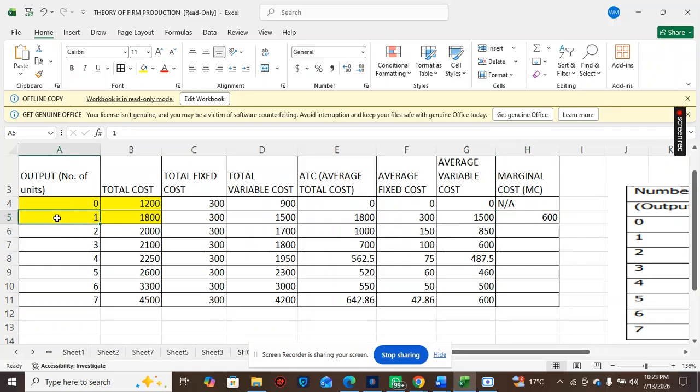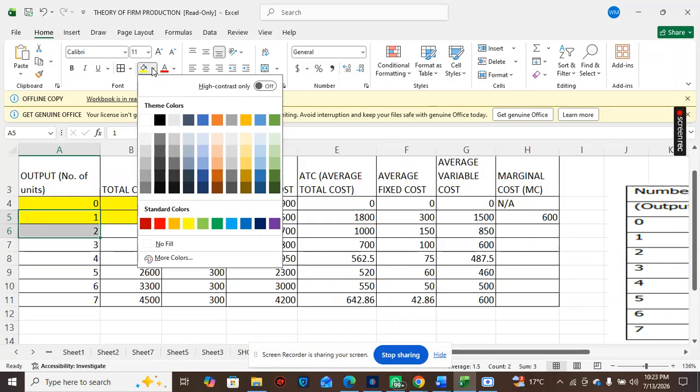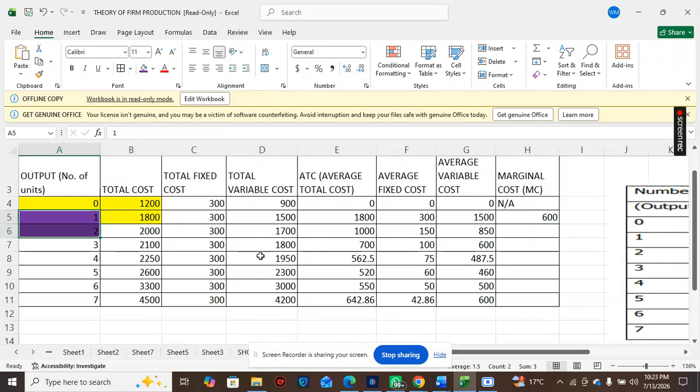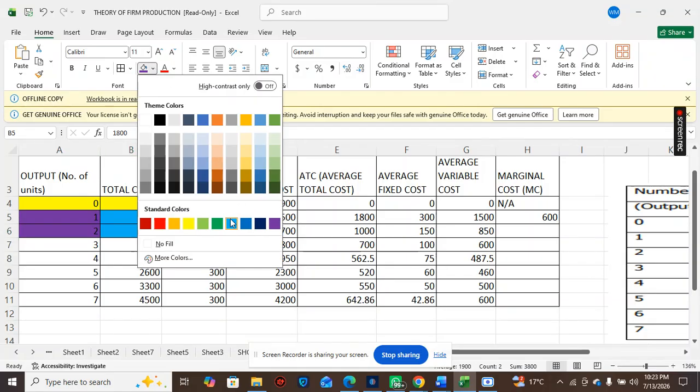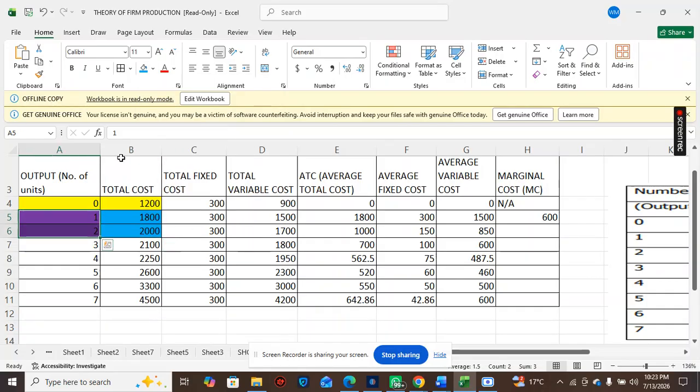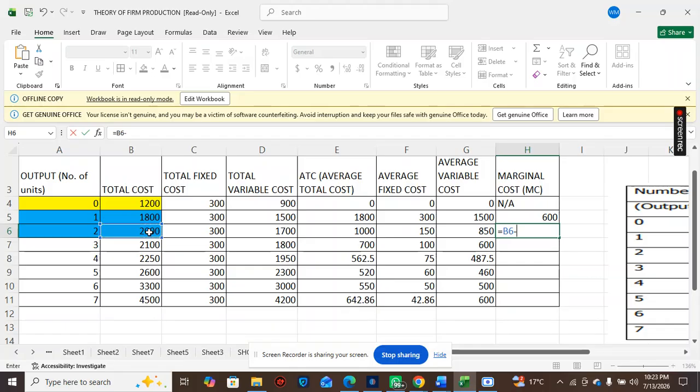When we move from 1 unit to 2 units, our total cost rises from 1,800 to 2,000. So remember, marginal cost is the change in total cost. You say the new total cost, 2,000, minus the old total cost, 1,800, that is 200. So this second unit has brought an extra cost of 200.